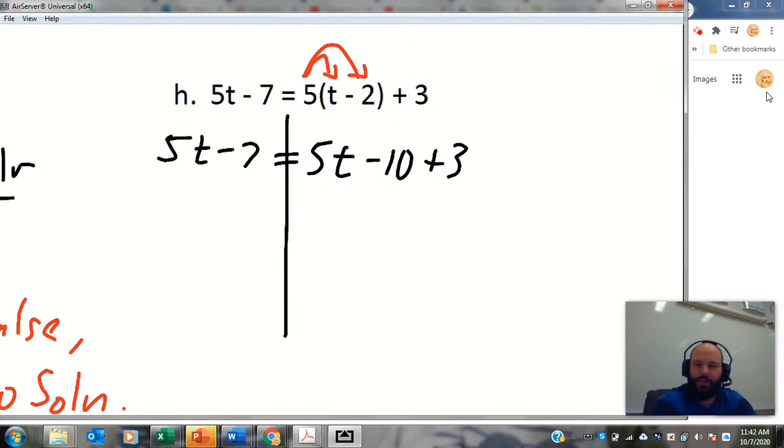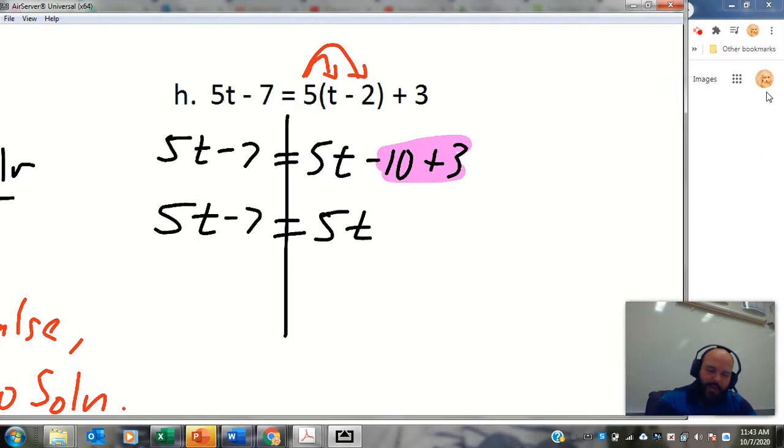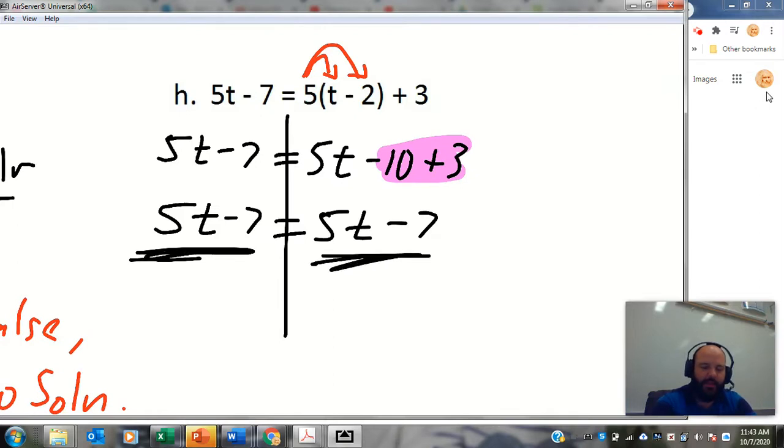So still looking at my expression on the left-hand side, the 5t and then the 7, those aren't like terms, so we can't do anything with those. But looking over here, we have a couple of like terms that can be simplified. So we need to get those together first. So we have 5t minus 7 here. And over here, we're going to have 5t. And negative 10 plus 3 is negative 7. So now that we have combined the like terms on the right-hand side, we now have an expression where this is as simplified as it can be, and this is as simplified as it can be.